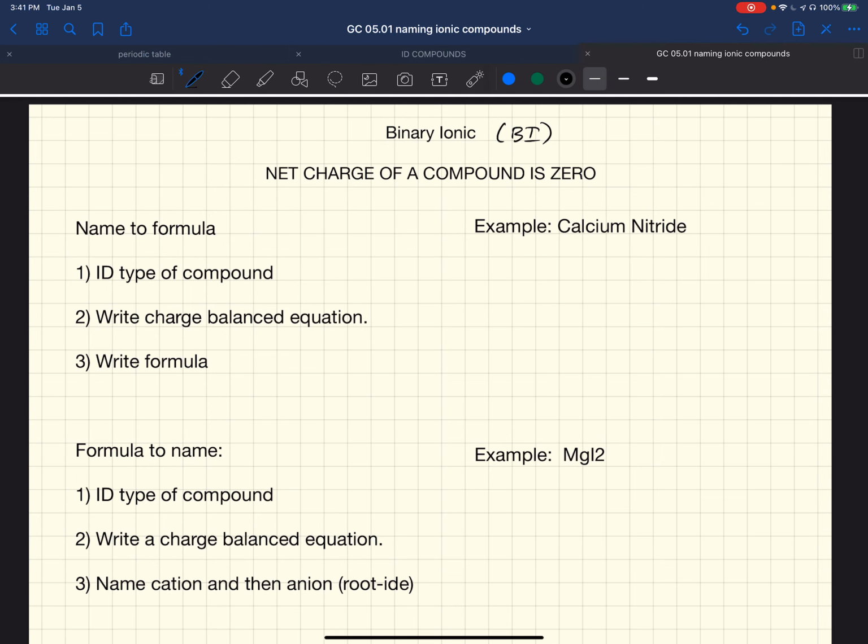Well, the first thing that you have to do is identify the type of compound. Okay, and I'm going to show you a sheet that you can use to help you as you're learning. You won't have it on assessments, but it does help you figure things out. So the first thing that I have to do is identify the type of compound. Well, this looks like a binary ionic compound because it looks like I have two elements.